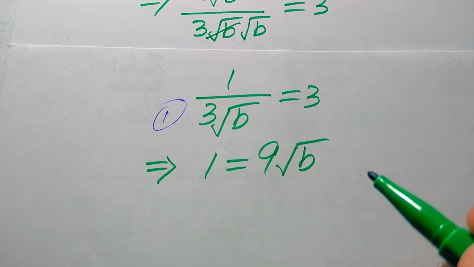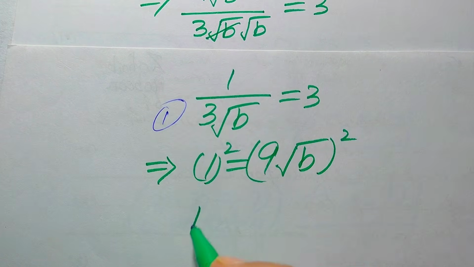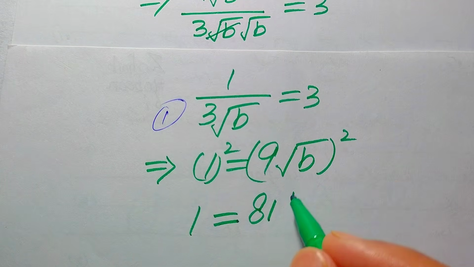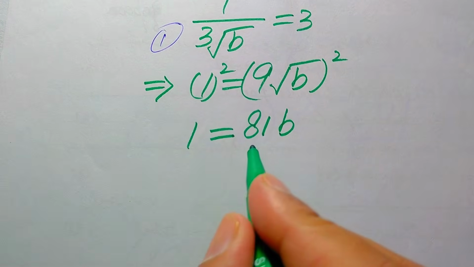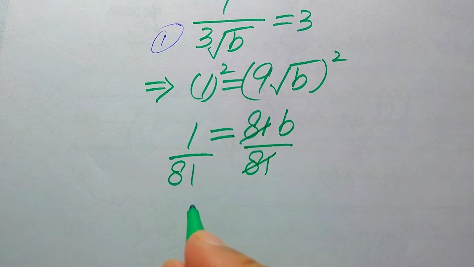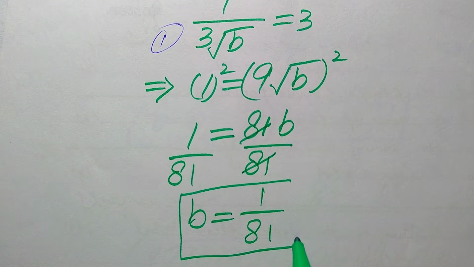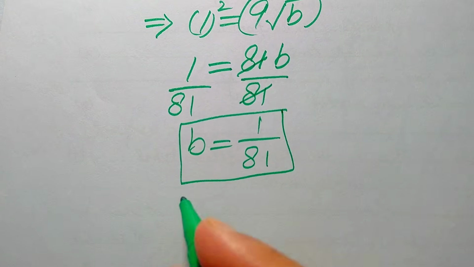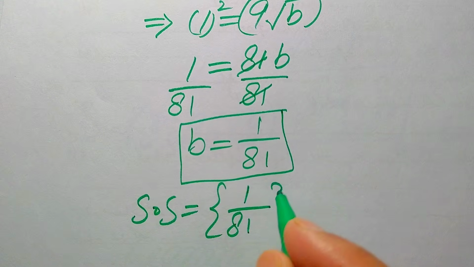And for the value of b, we take squaring on both sides in this form. So 1 square becomes 1, 9 square becomes 81, and the square of the square root of b becomes b. Further, in the next step, for the value of b, we divide both sides by 81. This and this are gone, and we easily get the value of b is equal to 1 over 81. This shows that the value b is equal to 1 over 81 satisfies our given question statement. And finally, the solution set of this problem is 1 over 81.